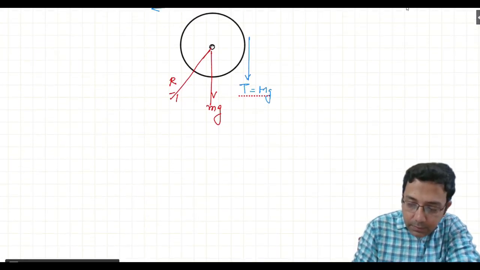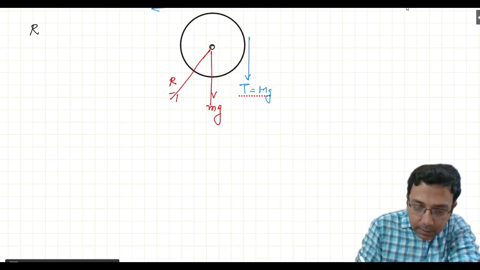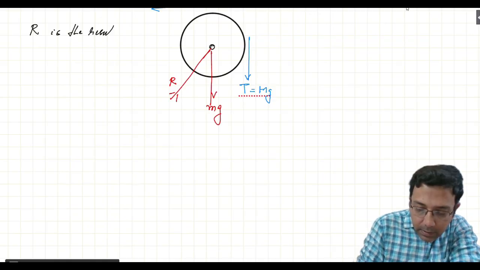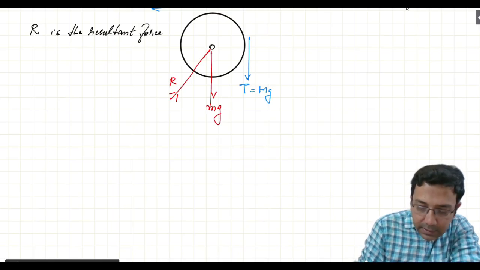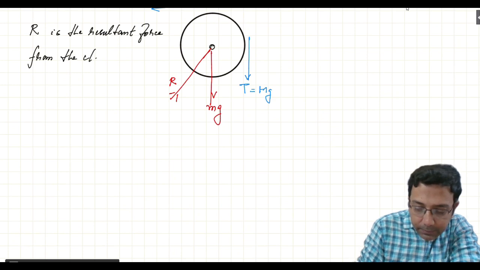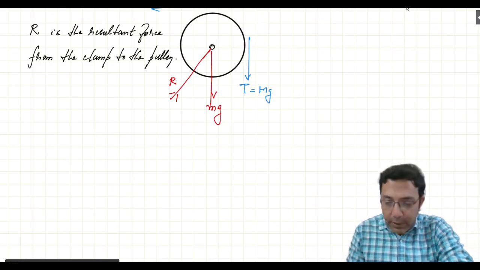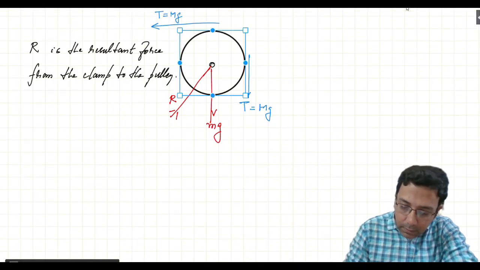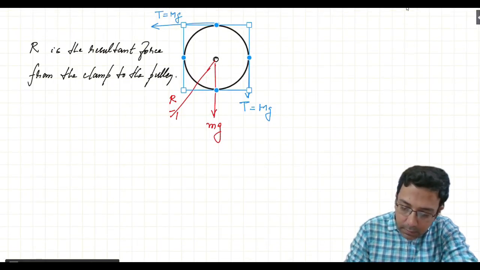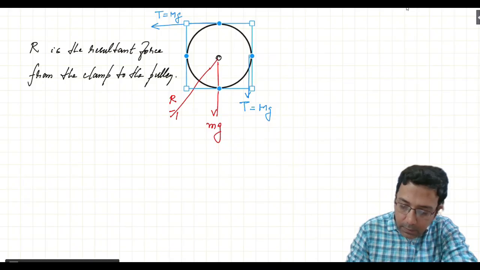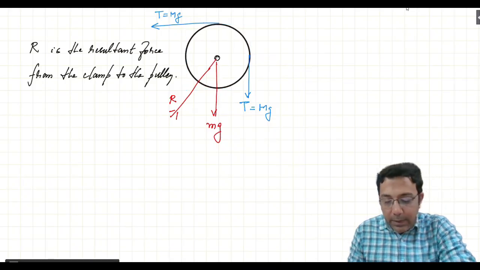Let me just write it down. Capital R is the resultant force from the clamp to the pulley.